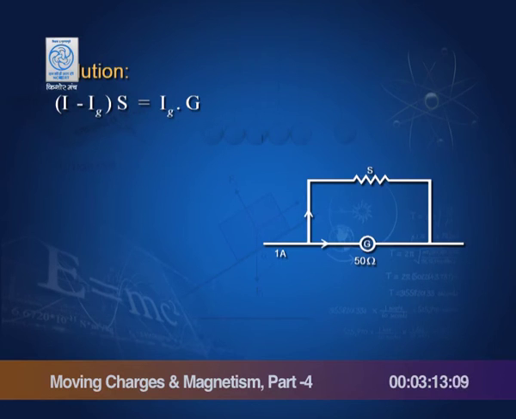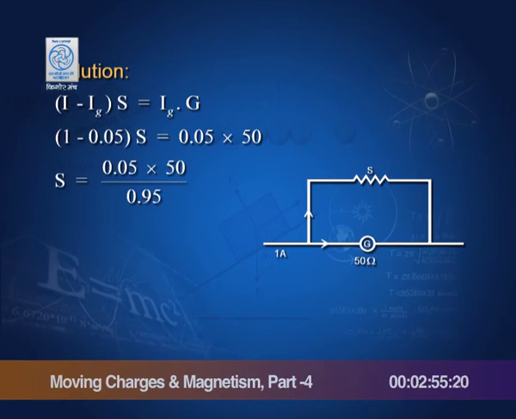Substituting the values of current I, Ig, S and the value of G, we obtain 1 minus 0.05 into S equals 0.05 into 50. From here, the value of shunt resistance S equals 0.05 into 50 divided by 0.95. After calculation, we find that the shunt resistance S should be equal to 2.63 ohms.